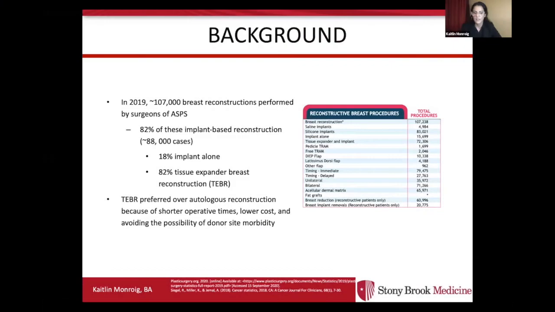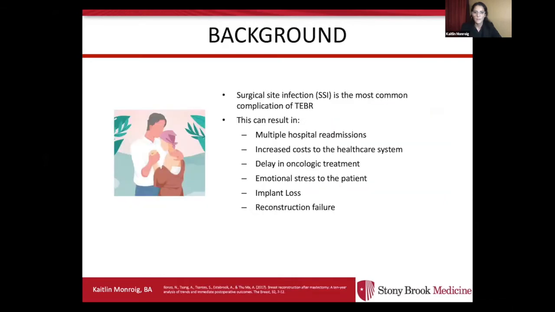times, lower costs, and avoiding the possibility of donor site morbidity. However, it has become a more popular procedure in recent years. Unfortunately, surgical site infection is the most common complication of tissue expander breast reconstruction. This can result in multiple hospital readmissions, increased costs to the healthcare system, delay in treatments, emotional stress to the patient and their families, and can ultimately result in implant loss and reconstruction failure.